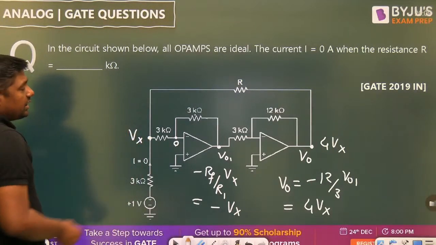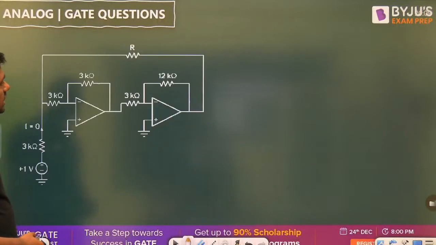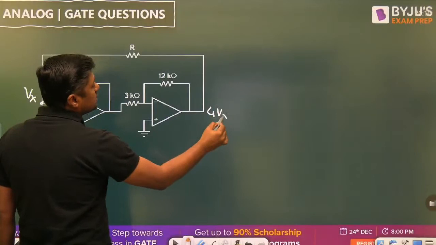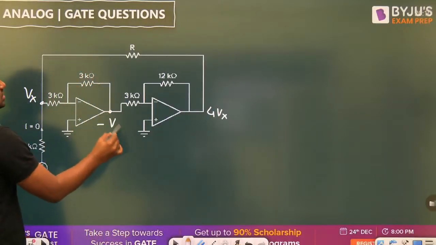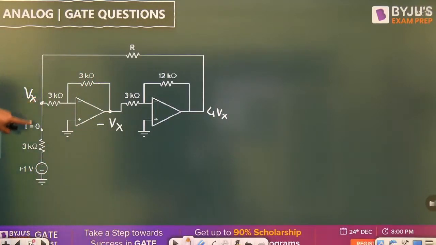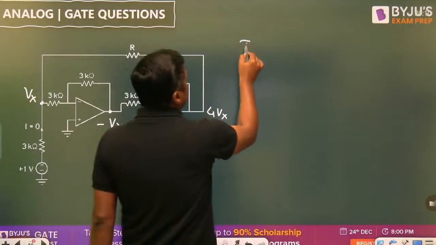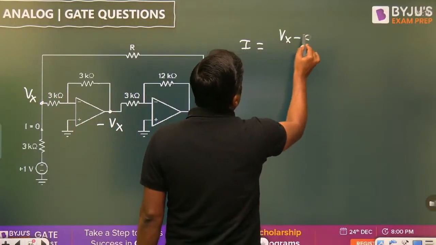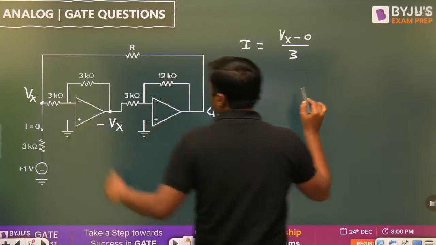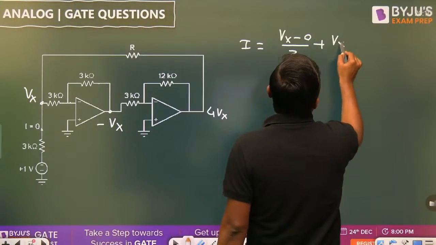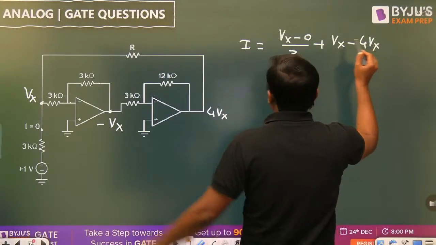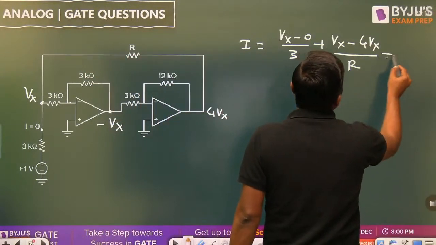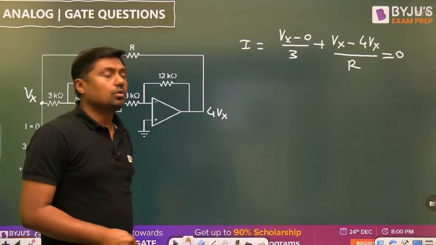So what is the incoming current? I. The voltage at this point is Vx. Voltage at this point is 4 Vx. Right? And voltage at this point is minus Vx. Now write down the KCL. What is the incoming current? I. What is the outgoing current? Vx minus 0 by 3, because this terminal is 0, plus Vx minus 4 Vx by R. This should be equal to 0.